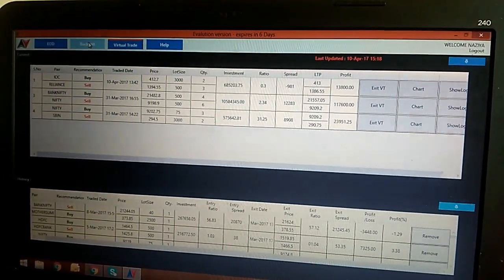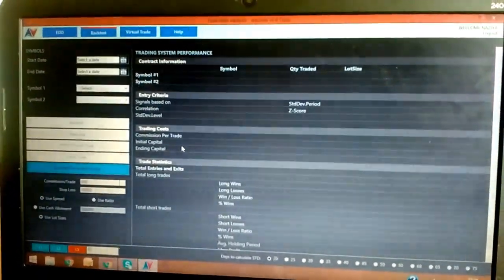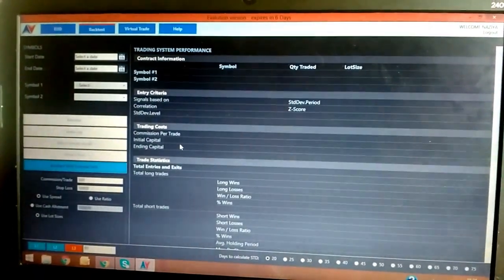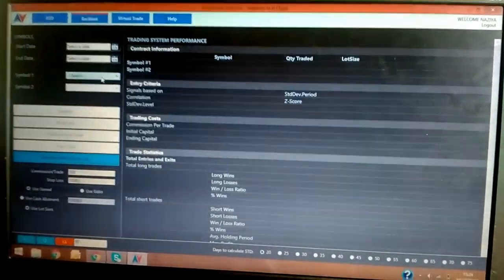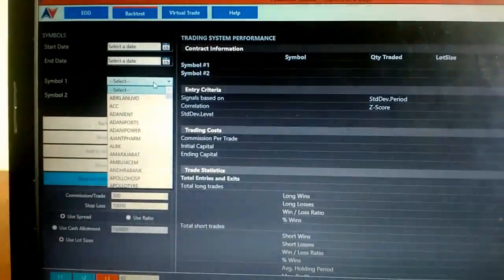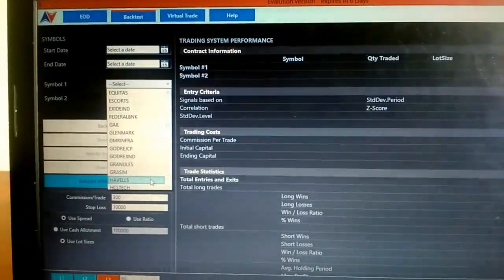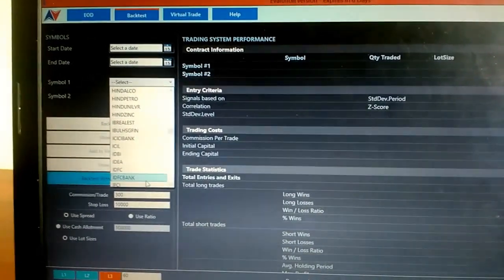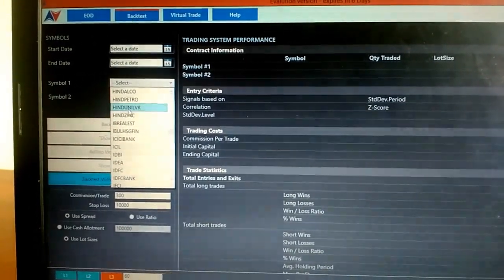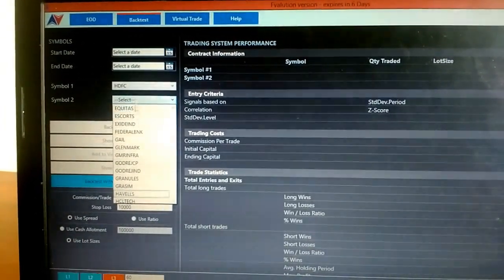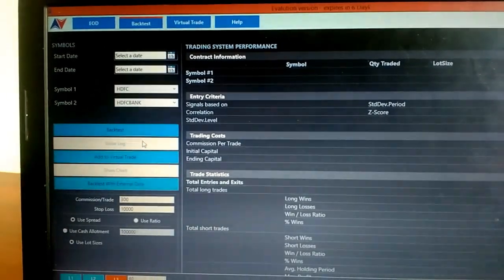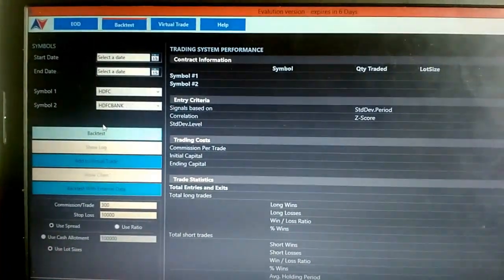Okay, and now we'll show you how to use backtest. Click on backtest. For example, somebody gave you a tip that this one pair will move very perfectly, or you want to see how that pair is moving. Just go and select symbol one. For example, I show you HDFC and HDFC Bank. We have taken HDFC from the drop down, and then you have HDFC Bank, and then click on backtest.